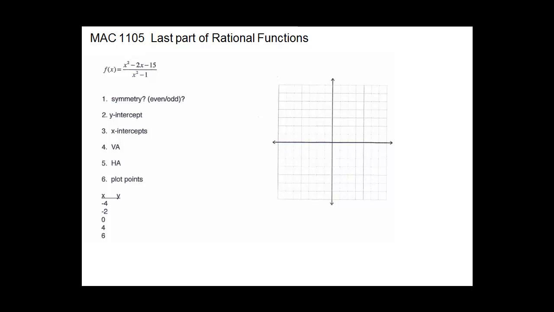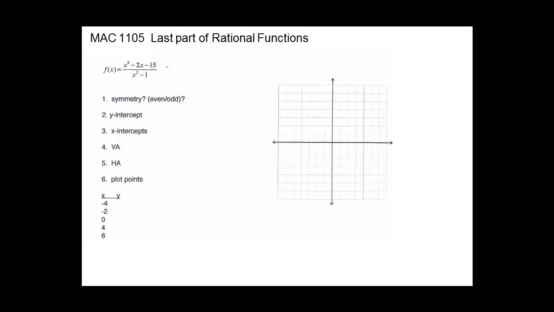We're going to look at our last problem for rational functions and graphing with the 7-step process. The first thing is to find the symmetry, if there is any, or to check for it. We're going to test for symmetry. Remember, what you have to do is plug negative x into all the x's.